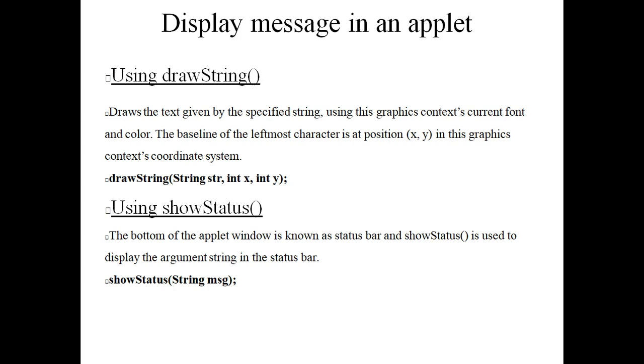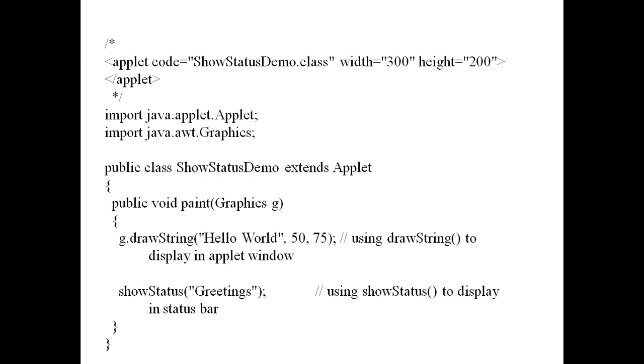The second way of displaying a message in an applet is using the showStatus method. showStatus can be directly invoked, and its specialty is that it displays the message in the status bar. The bottommost portion of the applet window is known as the status bar, and it is used to display the argument string. You can pass a string to the showStatus method, and whatever string you pass will be displayed in the status bar at the bottommost portion of the applet. So these are the two methods used for displaying a string in an applet.